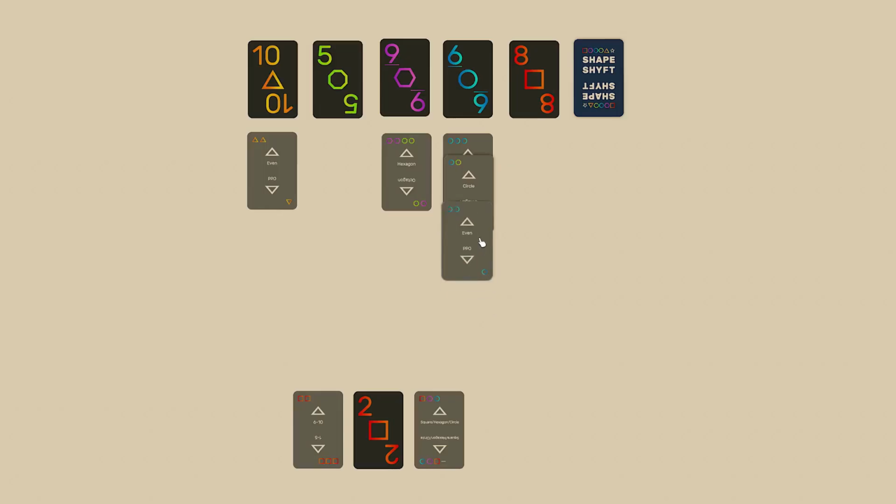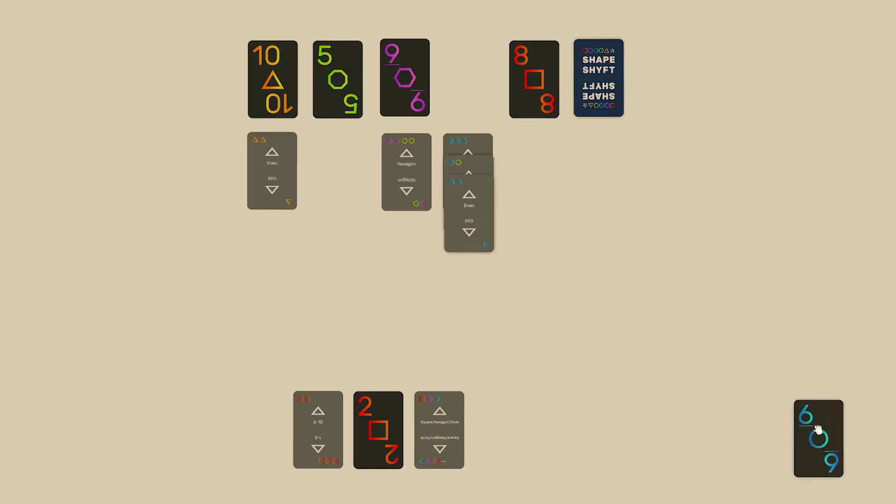And now, once we've attached this card, we can see that we have 1, 2, 3, 4, 5, 6 circles attached to the circle. Since this number is a 6, and there's 6 circles, the player that played this card gets to take this shape card and add it to their collection.